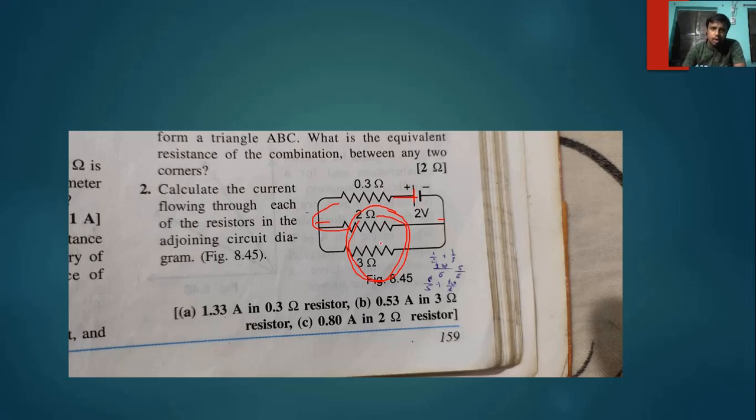So we have to first find the equivalent resistance of 2 ohm and 3 ohm. Then that would be in series with 0.3 ohm. And the battery is 2 volt.